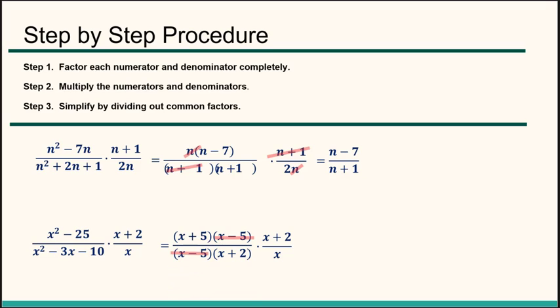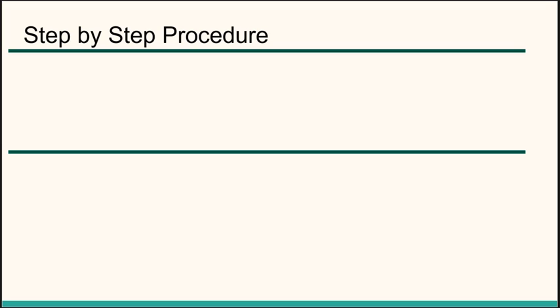Next, I'll cancel out wherever I have like terms. See that x minus 5? Gone. See that x plus 2? Gone. I don't have anything else in common. Remember, it has to be exact, so I don't have anything else in common. So I just write x plus 5 over x, and that is factored completely, and it is simplified. All right, let's do another one.